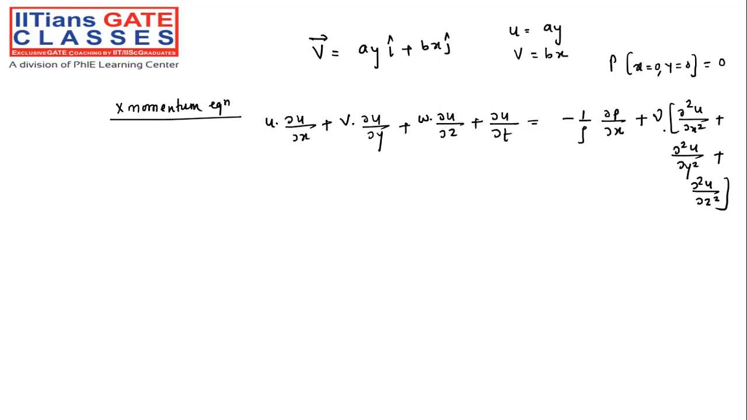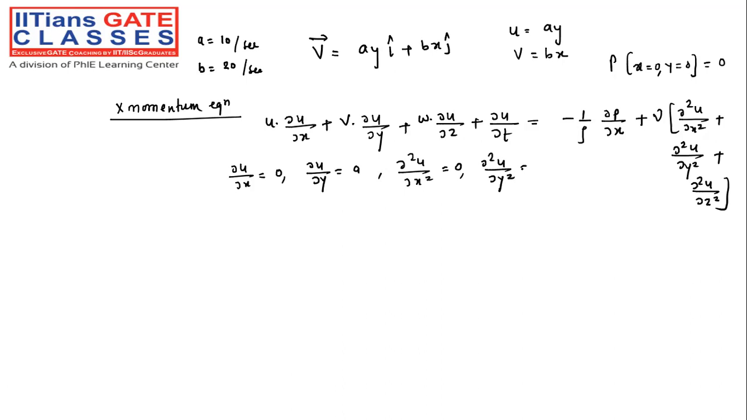Right? Now, nu is nothing but the kinematic viscosity. So first of all, we need to calculate dou u by dou x. What is dou u by dou x? 0. What is dou u by dou y? It's a. What is the a value? 10. And the b value is 20 per second. Right? Now, what is dou square u by dou x square? It's 0. What is dou square u by dou y square? It's again 0. What is dou u by dou z? It's 0. And dou u by dou t? There is no time term, it will be 0.